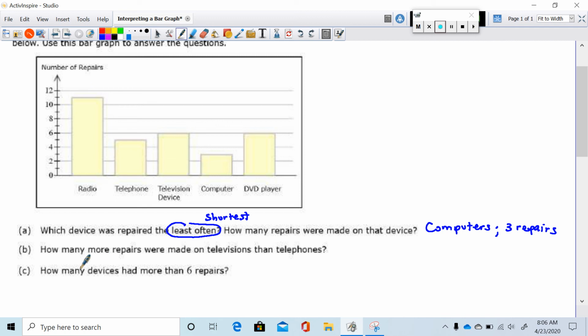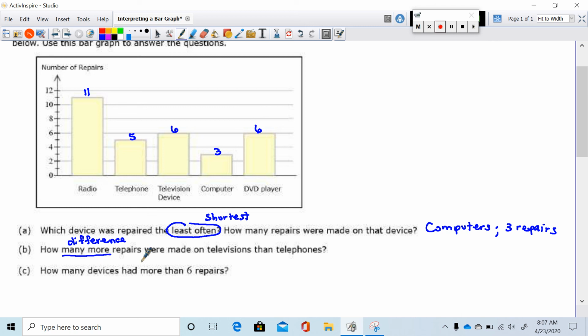How many more? If it says many more, it's asking for the difference between 2 things. Were made on televisions. So televisions had 6 repairs. And telephones, actually, let's go ahead and do that for each one of these bars. The radio had 11 repairs. The telephone, if you go over, it's 5 repairs. The computer, we already said, was 3 repairs. DVD player was 6 repairs.